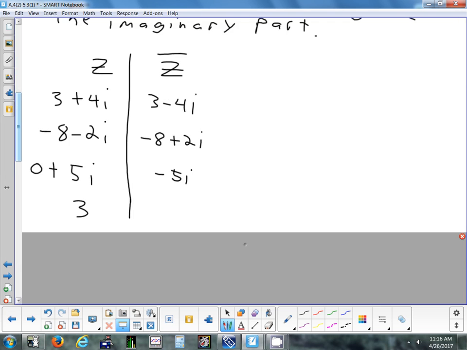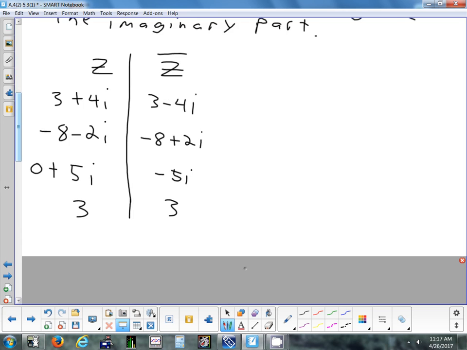And how about 3? 3 stays the same. Again, if that one's kind of tricky, think of 3 like this: 3 plus no imaginary part. The conjugate is 3 minus no imaginary part. So it's the same thing. So any questions on, if I give you a number, how to find the conjugate of it?